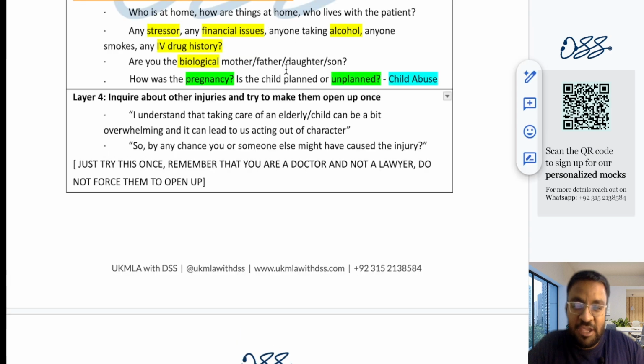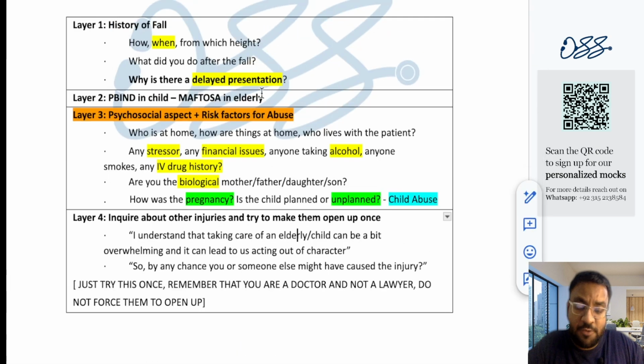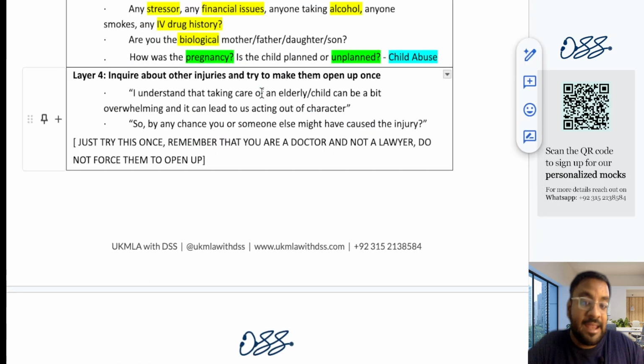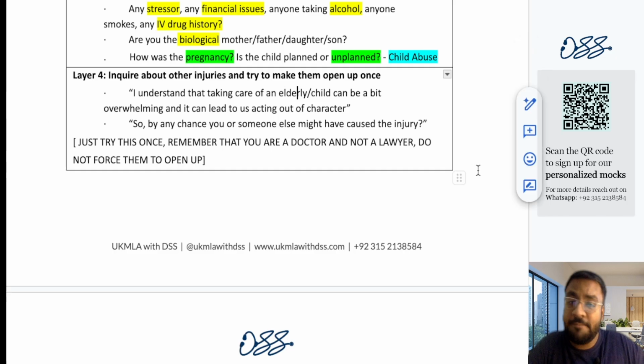So just say that, okay, thank you so much, Miss Anna, for answering all my questions. I understand that taking care of an elderly or child can become a bit overwhelming, or it can become a bit stressing, and sometimes it can lead us to act out of character. Okay. So by any chance, do you think that this particular injury might be caused by someone else, and it may not just be an accident? Okay. So just this thing.